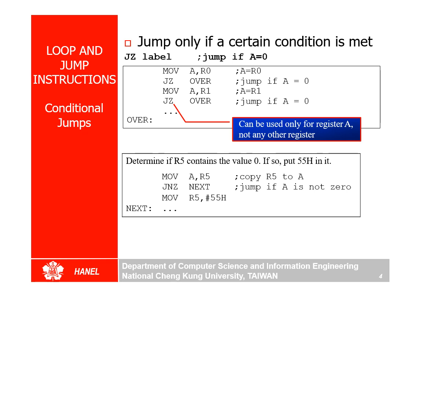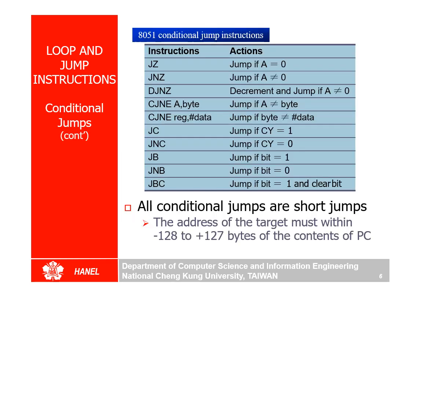If R5 is 3, A is 3. Jump on non-zero next. So it is not 0, so it will go to the next. Okay, so you can check whether a register is 0 or not using this technique, jump on zero and jump on non-zero. Now here you can see many instructions: jump on zero, jump on non-zero, decrement jump on non-zero, CJNE register #data, jump carry, jump no carry. All these things we explained before, so I'm not going into more details about this one.